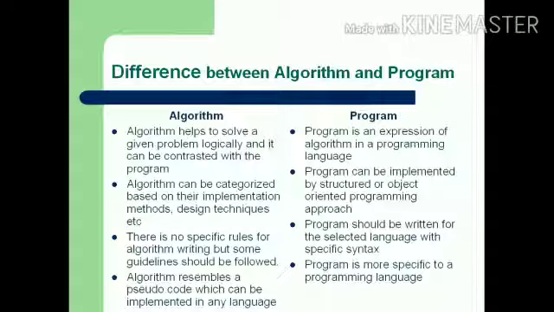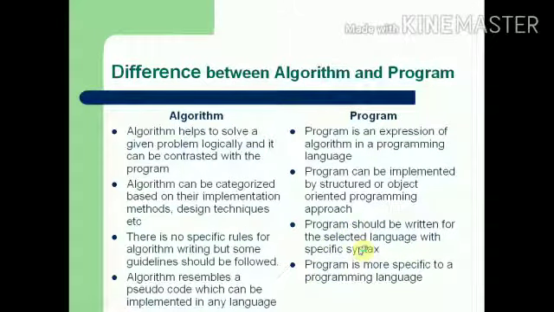Number two, algorithms can be categorized based on their implementation method and designing techniques. In the same way, programs can be implemented by structured or object-oriented programming languages. Number three, there are no specific rules for algorithm writing, but some guidelines should be followed. In program, there are strict rules. These rules are called syntax. A program should be written for the selected language with specific syntax.